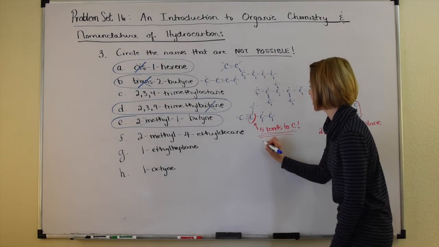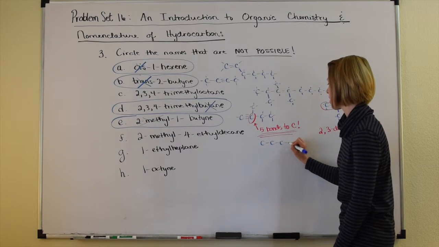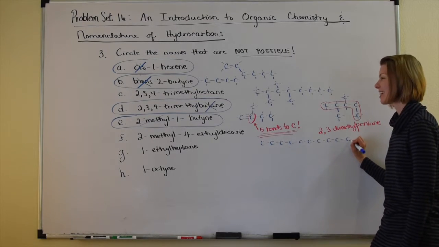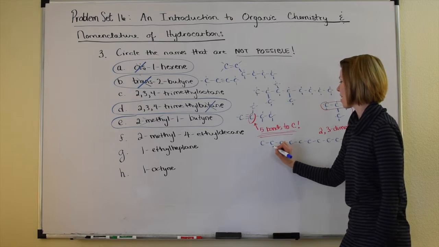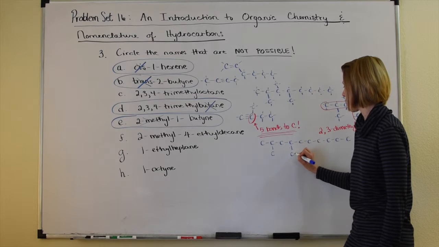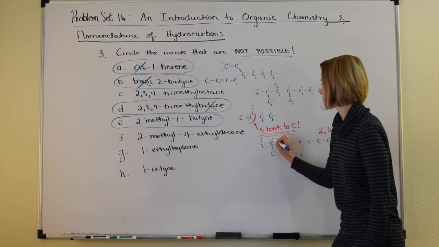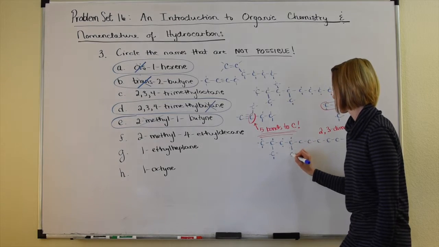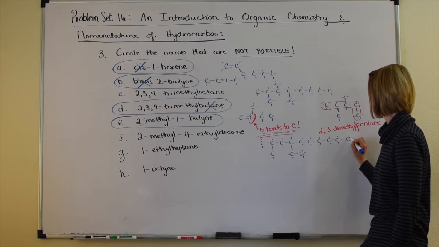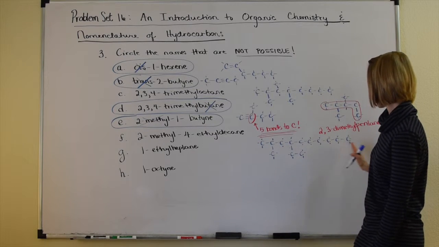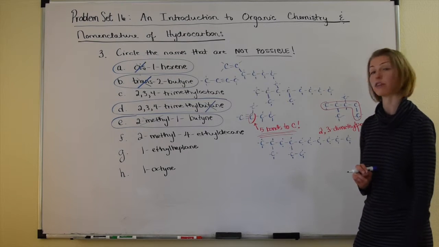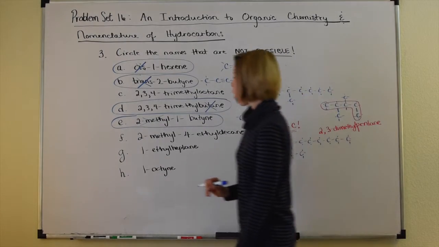All right, F, 2-methyl 4-ethyl decane. So dec is 10, so 1, 2, 3, 4, 5, 6, 7, 8, 9, and 10. And then at the 2 position we have a 1 carbon branch, it's a methyl, and at the 4 position we have a 2 carbon branch. It's an ethyl. So I'll go ahead and indicate lines to my hydrogens. Okay, and I see nothing wrong with this name. This molecule would exist and it would be called 2-methyl 4-ethyl decane. All right, on to G.